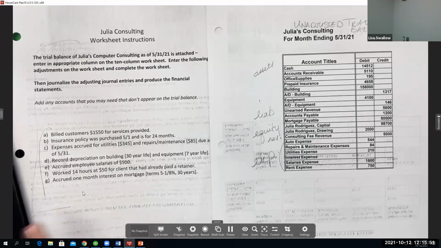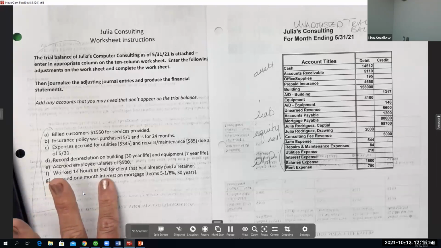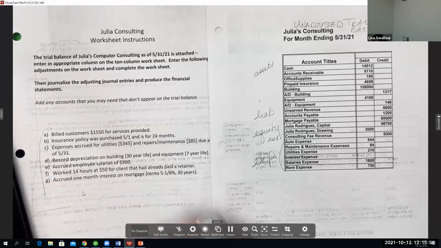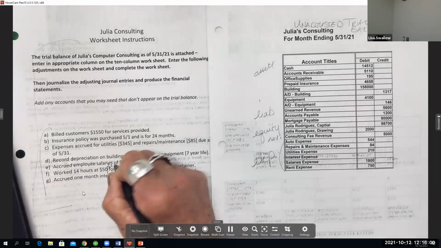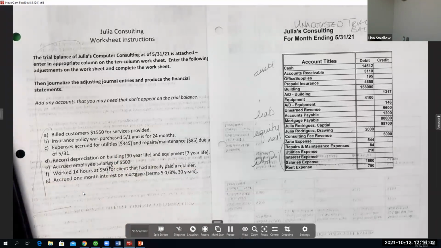Let's see, worked 14, where are we on F? Worked 14 hours at $50. Yeah, $50 an hour. Thank you. So the client's already given me money, and now I've earned some of it. Okay. So what I would appreciate is the total cost of the bill.